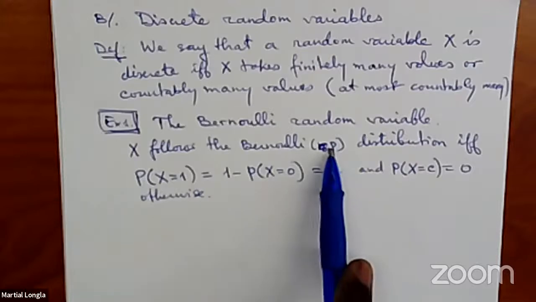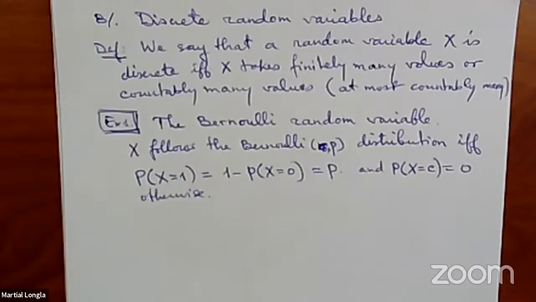Here, p is the parameter of the distribution. When it's known, they ask you what's the probability that X is equal to 1. If p is 1/2, then it's 1/2. If p is 1/4, then it's 1/4. Right.